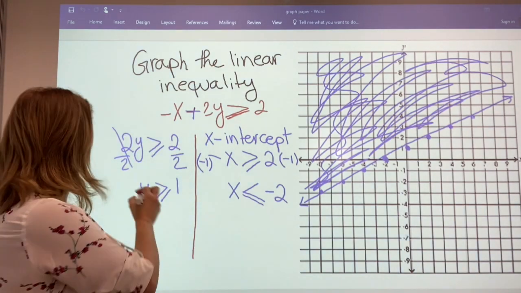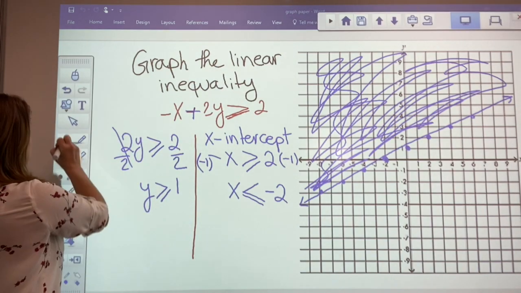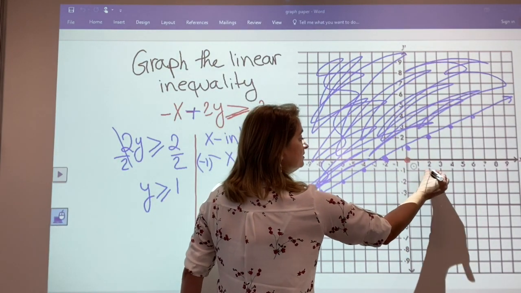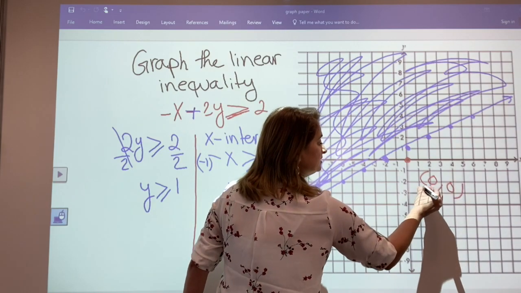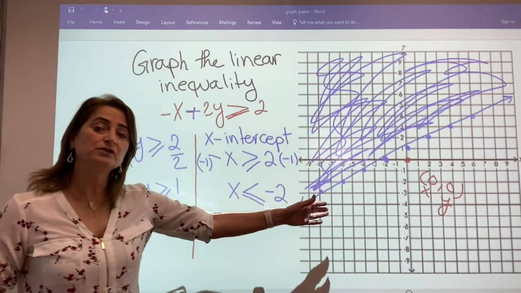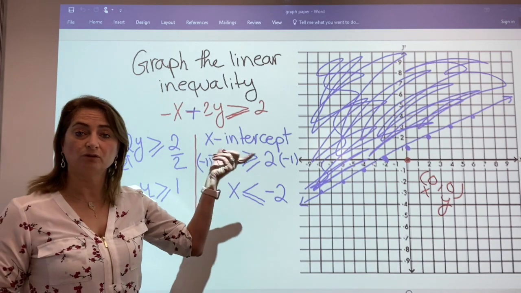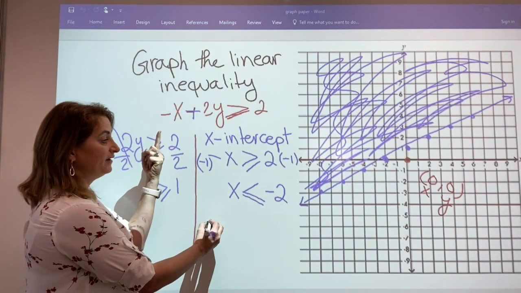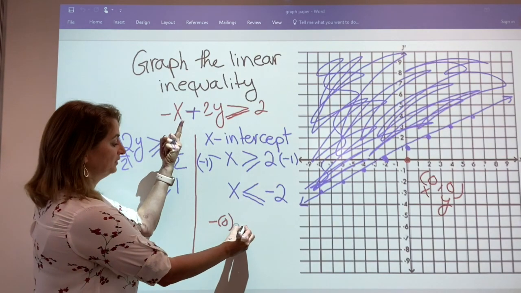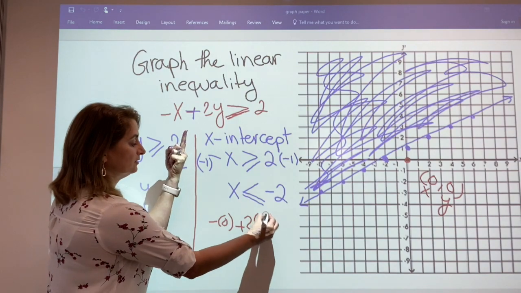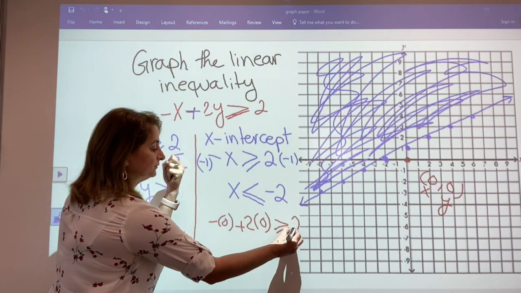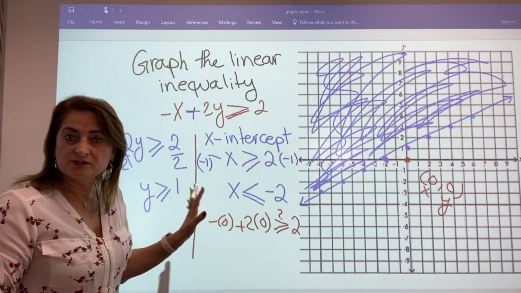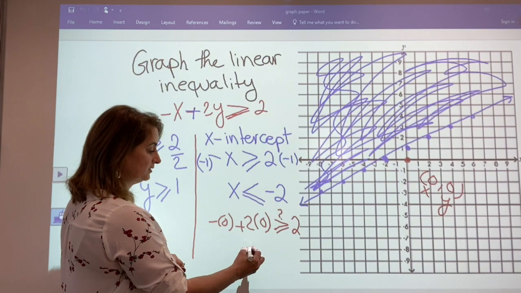But how do I know if my solution or my shading is correct? You would check the origin and see if it works. Here, for example, the origin is 0, 0, which means x is 0, y is 0. If I substitute those numbers in the original inequality, does it make it true? Let's see. If I have negative 0 plus 2 times 0, is it more than or equal to 2? I'm checking to see. Negative 0 or positive 0 is the same as 0, and 2 times 0 is 0.